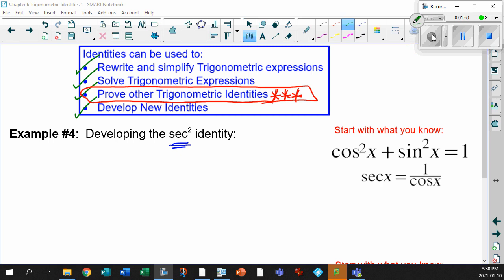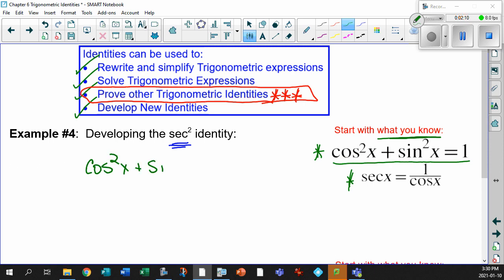Now, first thing that you want to do, always start with the basics. Start with what you know. One of the ones that you know is this one, and the other one you know is this. You know that secant is 1 over cosine. So, starting from here, this is going to freak you out. Watch this. This is cos squared x plus sine squared x equals 1. There's Pythagoras. Again, a squared plus b squared equals c squared, the c squared, of course, being the unit circle of 1.